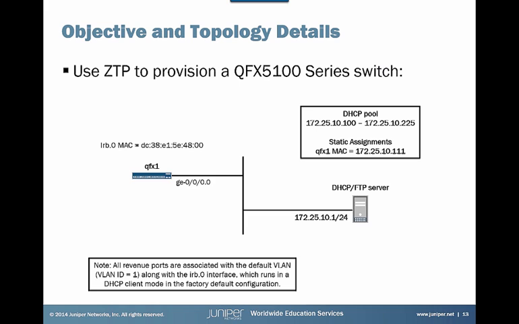So understanding the factory default or the zeroized configuration is helpful to really understand what's going on behind the scenes with ZTP. So all revenue ports are associated with the default VLAN, which has a VLAN ID of 1 on the QFX series. And the IRB.0 interface is also associated with that default VLAN. And in the factory default state, IRB.0 is configured as a DHCP client, which is required to help go through that initial phase of DHCP discovery and network discovery and getting added to the network.